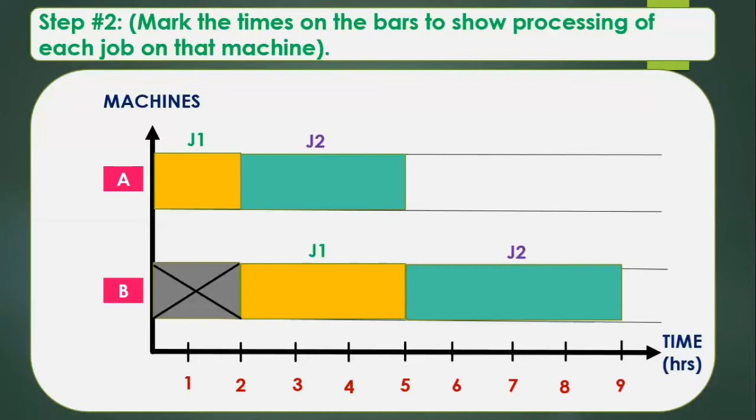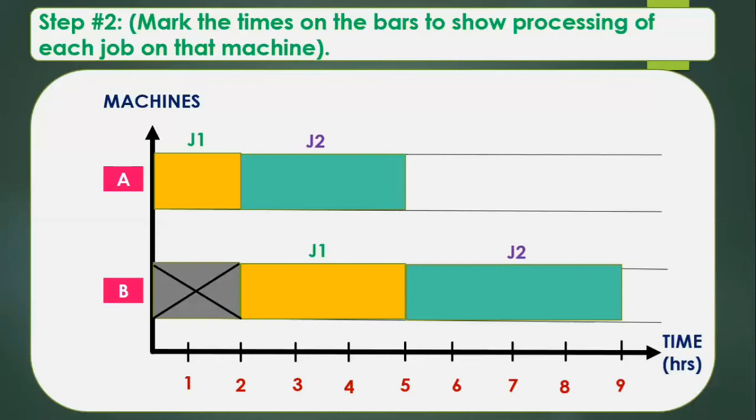Both of these jobs, jobs 1 and 2, are to be processed on two machines, machine A and machine B, in the order AB. Meaning, if we say in the order AB, both of the jobs should be processed on machine A first and then machine B. Now remember, job 1 takes 2 hours on machine A.